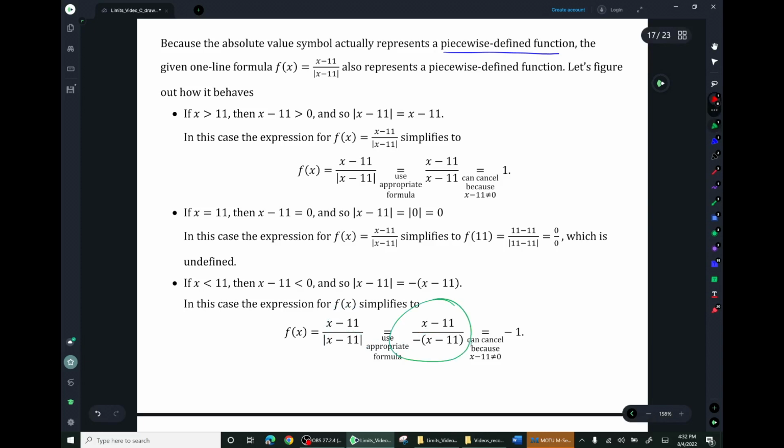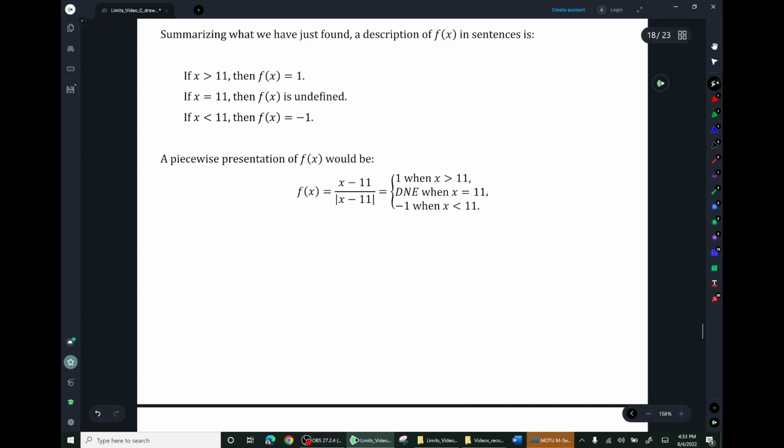Now we can cancel at this point because we know x minus 11 is less than 0. That tells us that x minus 11 is not equal to 0, so we can cancel x minus 11. And we end up with this surviving minus sign. So the end result is, if x is less than 11, then f of x is equal to negative 1. So summarizing what we've just found, we've found a three-sentence description of f of x. That is this.